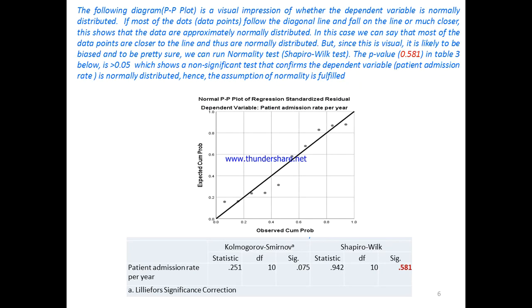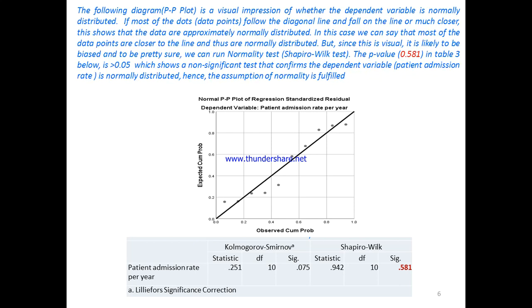Then the other one is normality. Normality can be checked in several ways. One is to look at the PP plot, the normal probability plot, where we look at how close the scattered dots are to the diagonal line. The diagonal line is a hypothetical line which represents perfect normal distribution. If the dots follow this diagonal line, we know that the data is approximately normally distributed.